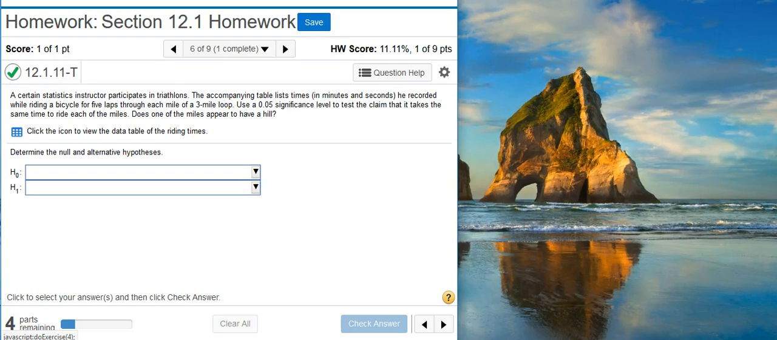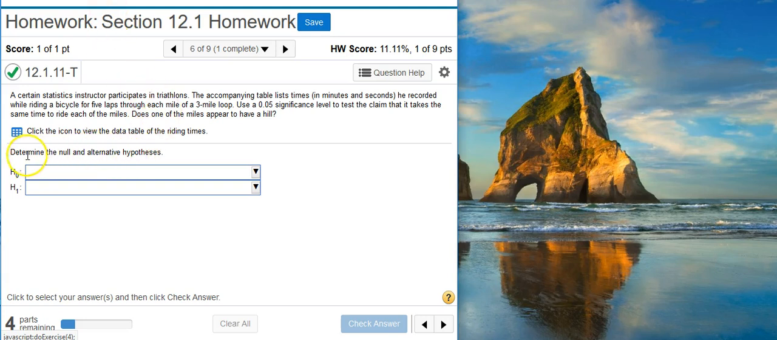Today, we're going to learn how to apply one-way Anova hypothesis testing to bicycle lap times. Here's our problem statement. A certain statistics instructor participates in triathlons. The accompanying table lists times in minutes and seconds he recorded while riding a bicycle for 5 laps through each mile of a 3-mile loop. Use a 5% significance level to test the claim that it takes the same time to ride each of the miles. Does one of the miles appear to have a hill?